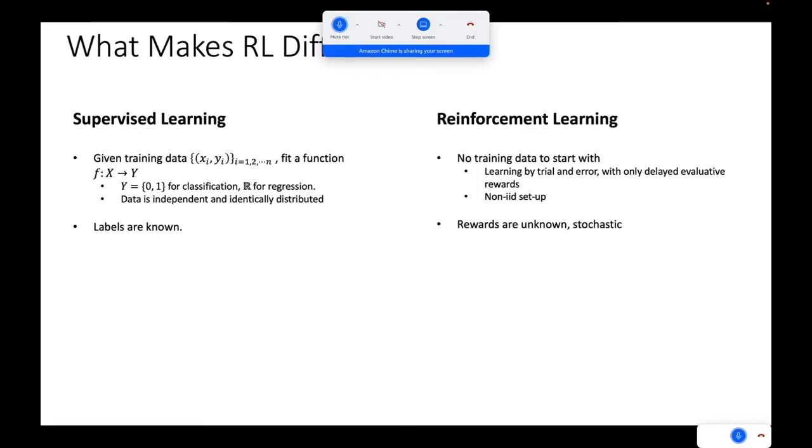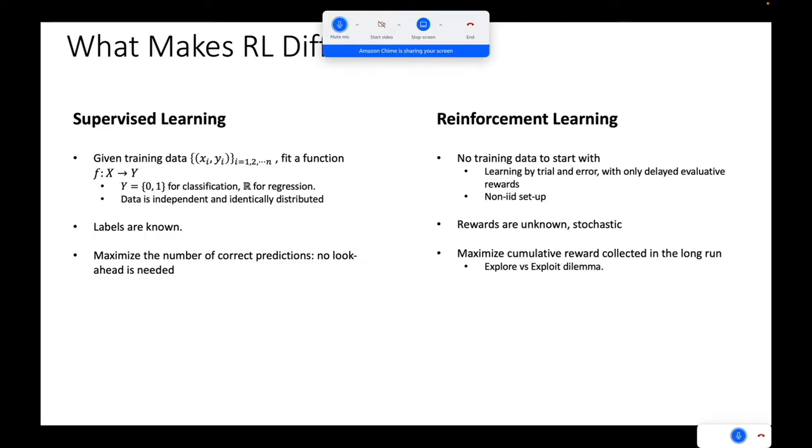Labels are known in supervised learning; in reinforcement learning, rewards are unknown. Sometimes they're stochastic because I might take the same action again, but because it was in a different state, I might get a different reward altogether. The goal for supervised learning is to maximize the number of correct predictions, and there's no concept of a look ahead. In reinforcement learning, the objective is often to collect the maximum rewards in the long run.